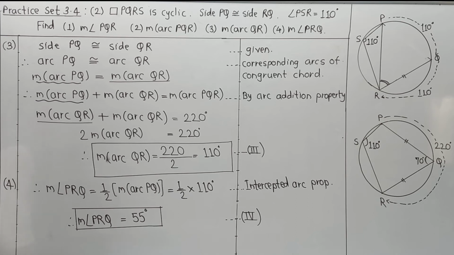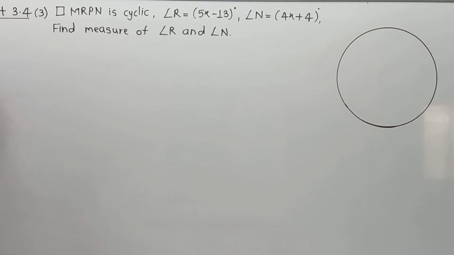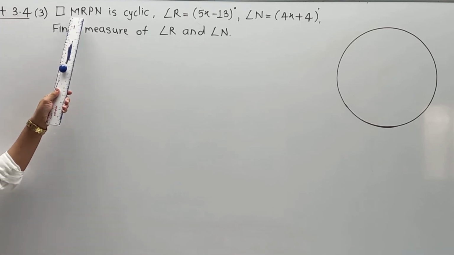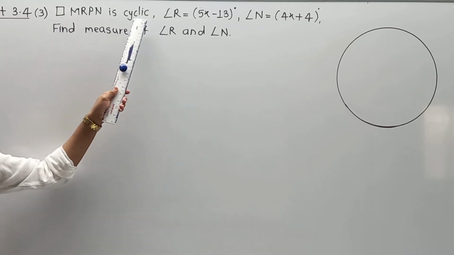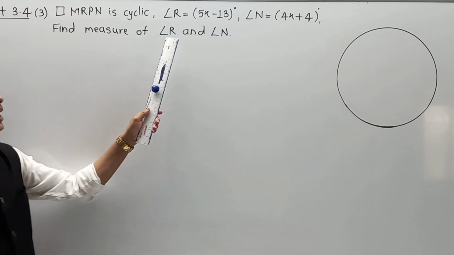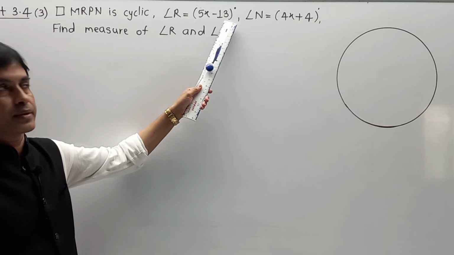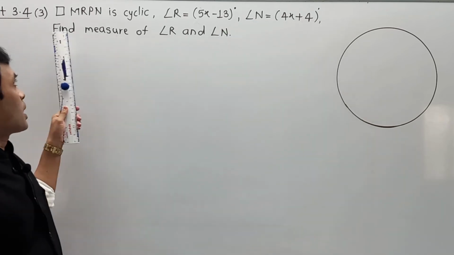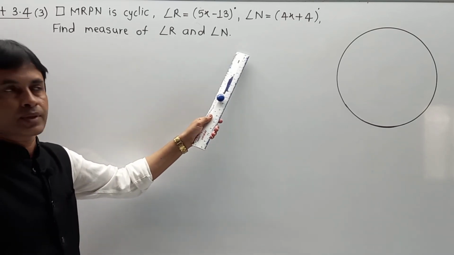Hello friends, now we are in numerical practice set 3.4 question number 3 and the part is, MRPN is cyclic, or cyclic quadrilateral. Angle R is equal to 5x minus 13 degrees. Angle N is equal to 4x plus 4 degrees. Find the measure of angle R and angle N.